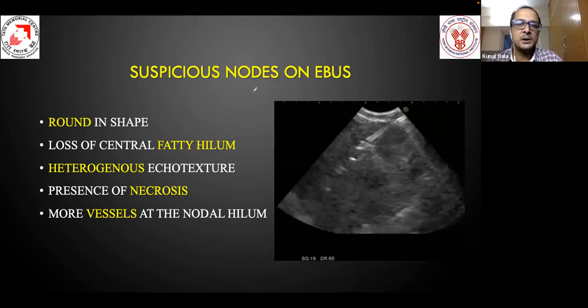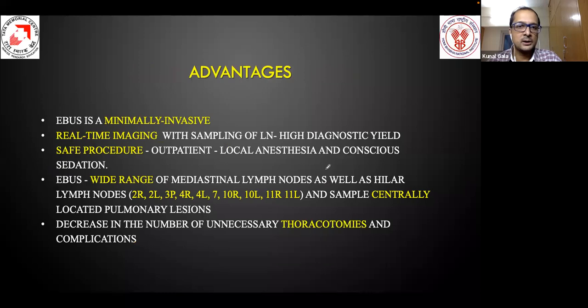So what are the suspicious lymph nodes on EBUS? Suspicious lymph nodes, as in any part of the body, are round in shape, with loss of fatty hilum. They are heterogeneous in echotexture, with presence of necrosis and vessels at the nodal hilum. So these are all suspicious features on the ultrasound. What we can see here is a well-defined, large, heterogeneous echotexture.